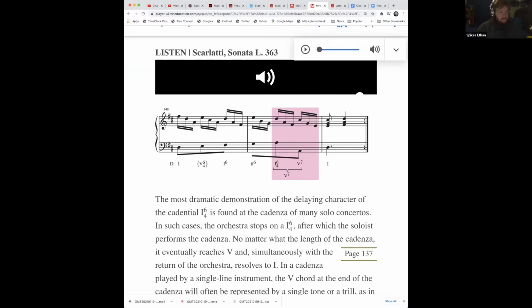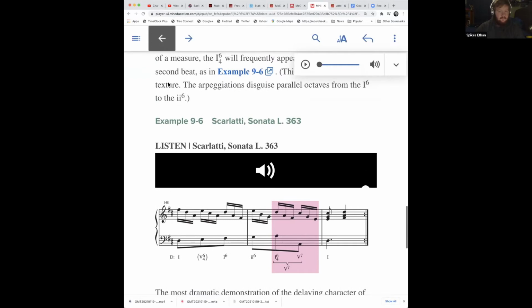So do you see the cadential 6/4 in the pink box? Do you see the parallel octaves they're talking about? Where are the parallel octaves?